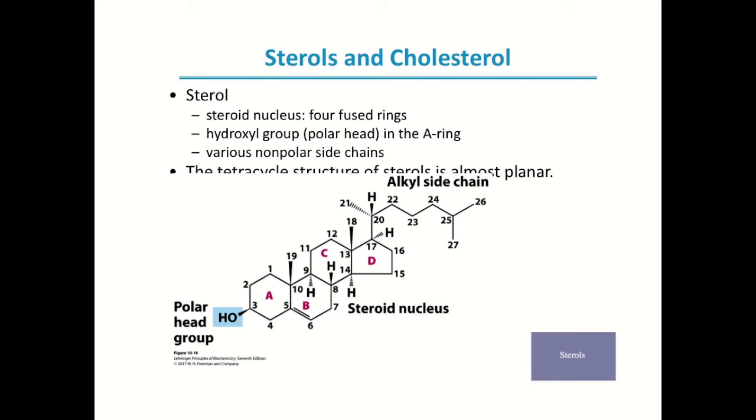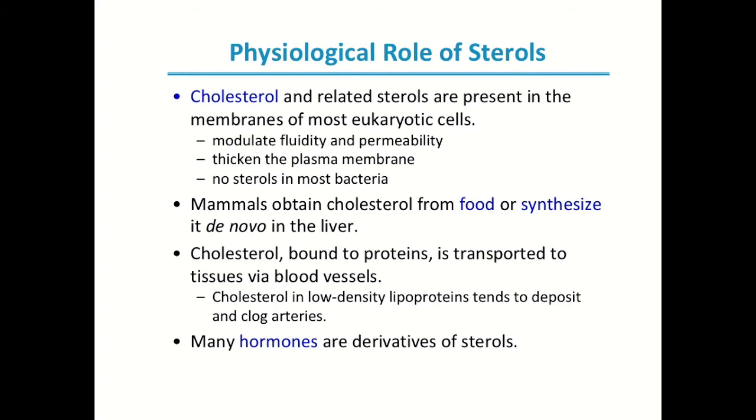The final group in membrane lipids is the sterols. These contain a steroid nucleus, which is composed of 4 fused rings, and the hydroxyl group, or the polar head, is in the A ring. And the tetracycle structure is almost planar. Cholesterol and related sterols are present in the membranes of most eukaryotic cells. They modulate fluidity and permeability. They thicken the plasma membrane.